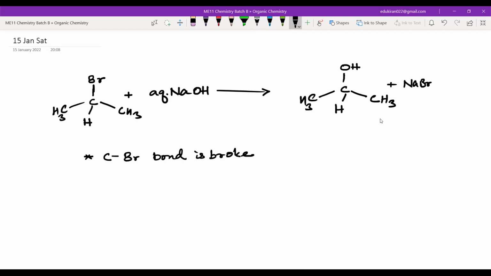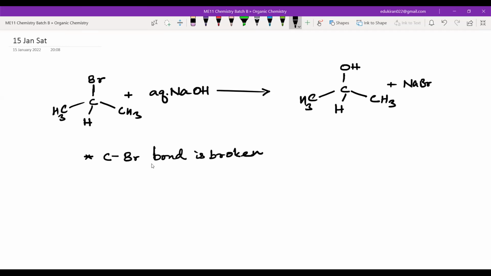We are writing just the changes. Okay, what has changed here? So we said that the Br has been replaced by OH. Now we are investigating in a bit deeper sense in terms of bond. So we are saying that C-Br bond is broken. Now we are more interested in the bonds which are broken.